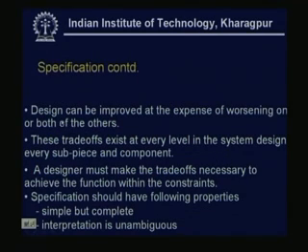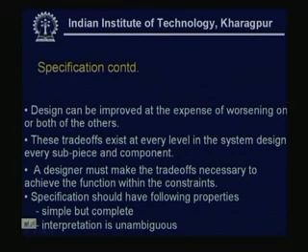So, a design can be improved at the expense of worsening one or both of the others. That means, say, speed: I can make my system very fast, but the cost increases, and it takes huge power. So that is worsening the cost and power; I can improve my speed, or vice versa, I can always do. So, these trade offs exist at every level in the system design and every sub piece and component.